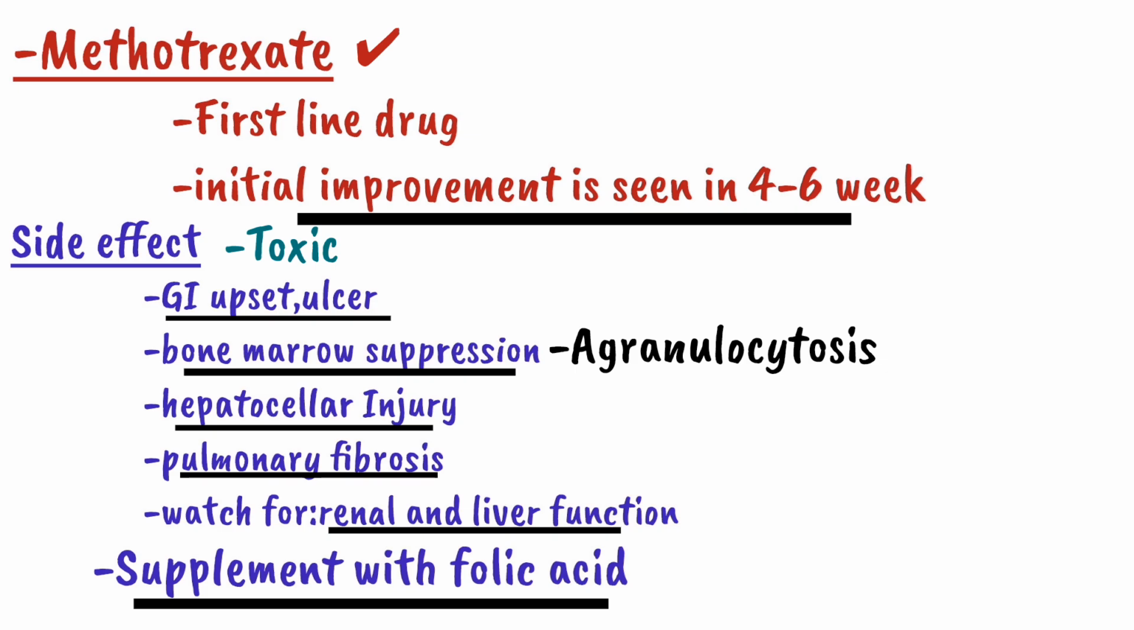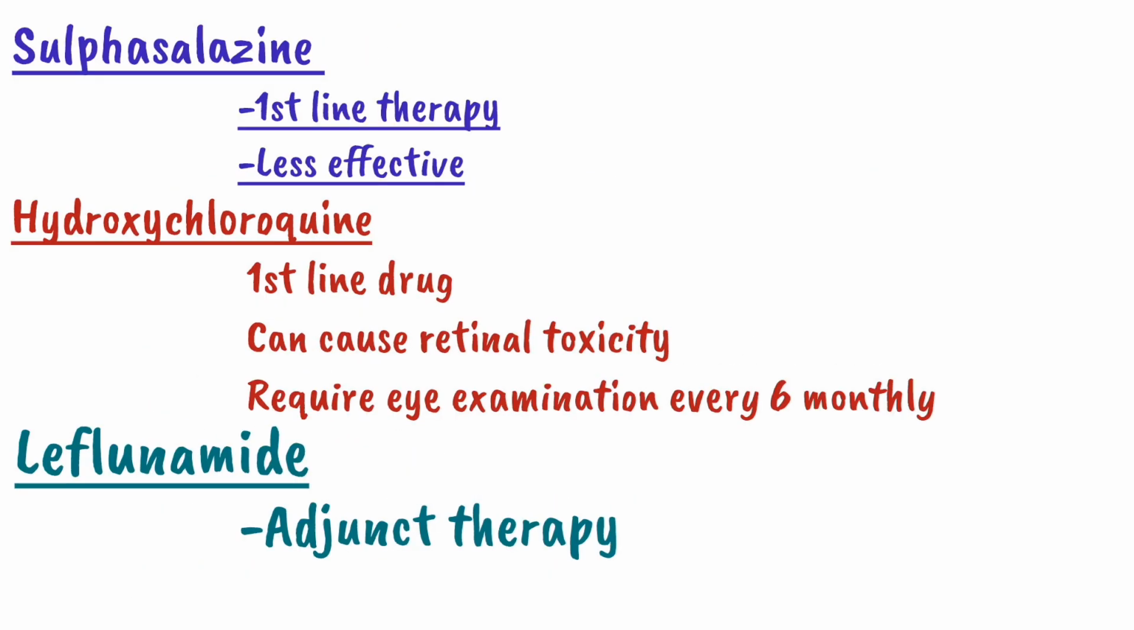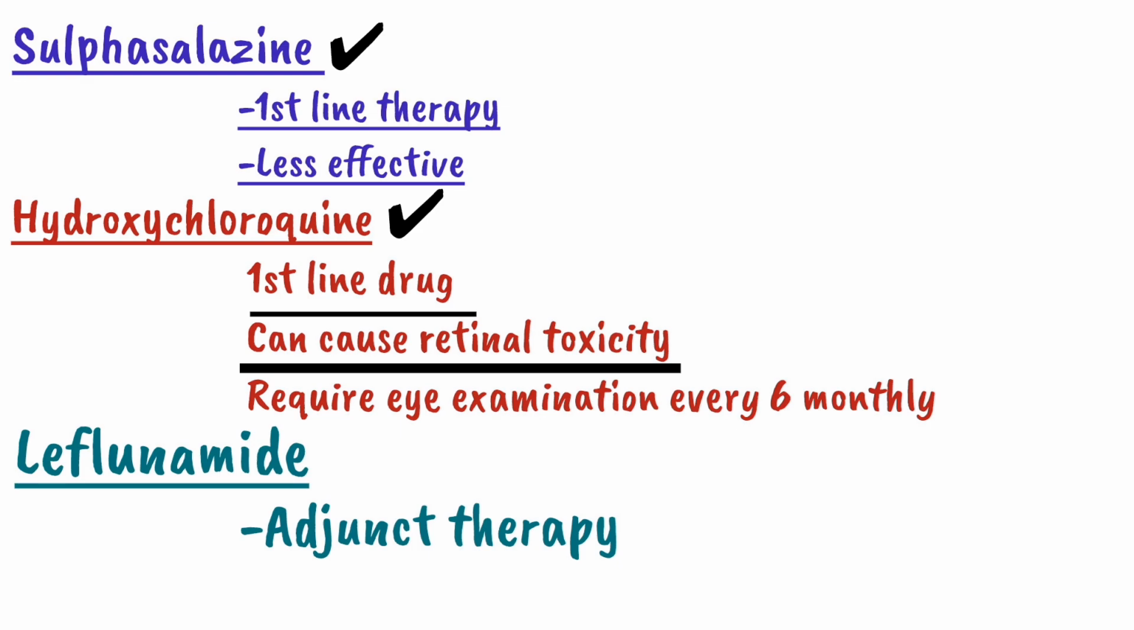So to prevent the deficiency of folic acid, we supplement patients who are on methotrexate with folic acid. Apart from methotrexate, other DMARDs can also be used. It includes sulfasalazine. It is also a first line therapy, but it is less effective than methotrexate. Hydroxychloroquine can also be used. It is a first line therapy, but it can cause retinal toxicity. So when we put a patient on hydroxychloroquine, we advise them to have an eye examination every 6 months.